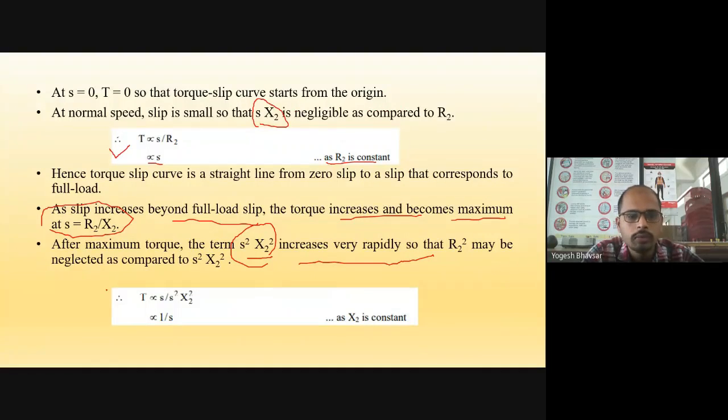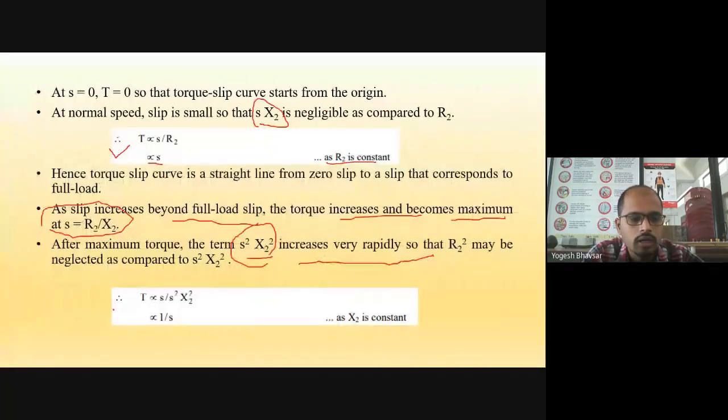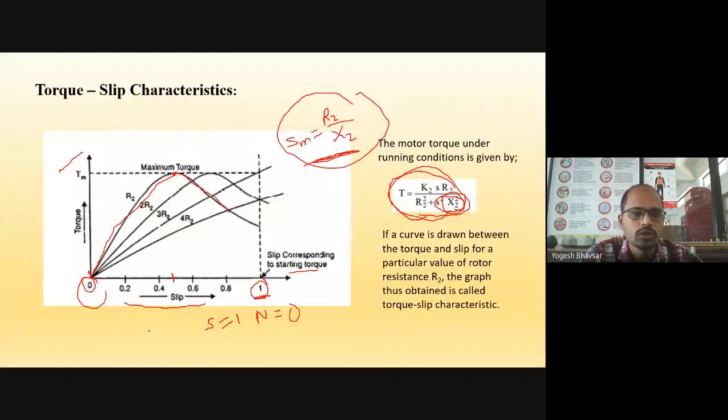Now the same formula becomes: torque is proportional to S by S squared X2 squared. We keep R2 as a constant and out of the picture. So this S and one S will get cancelled, and the torque will be inversely proportional to S, as X2 is again constant. So torque is inversely proportional to slip, and the characteristic is decreasing whenever the slip is increasing.